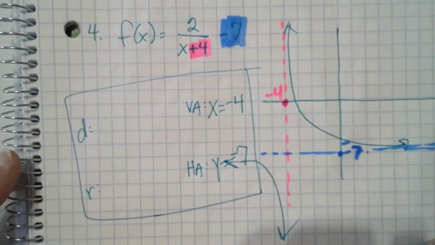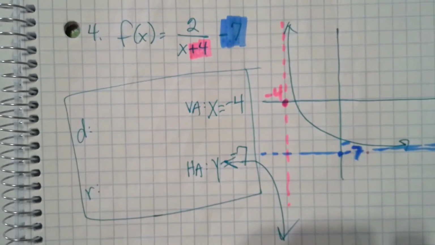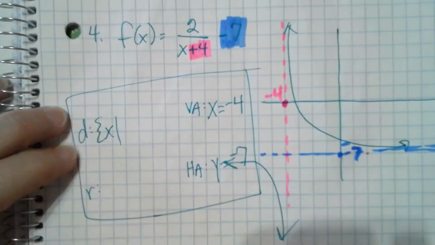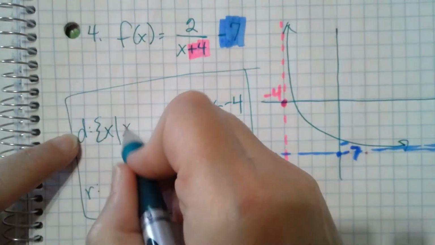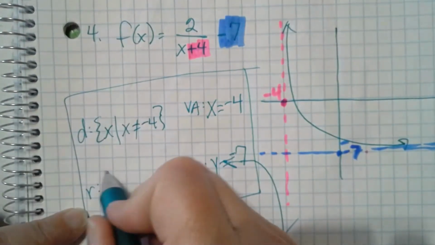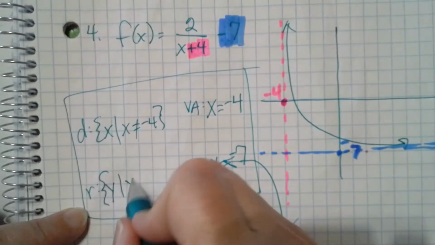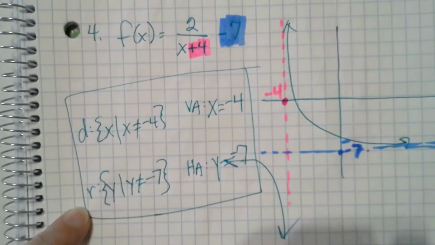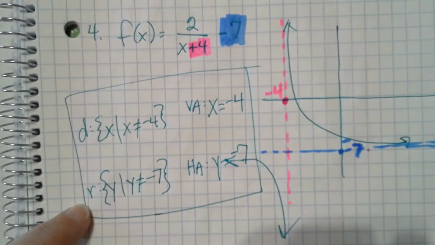Okay, and pause again if you have not already written the domain and range. If you have written the domain and range, did you write all x values except -4? And the range is all y values except -7. Awesome.